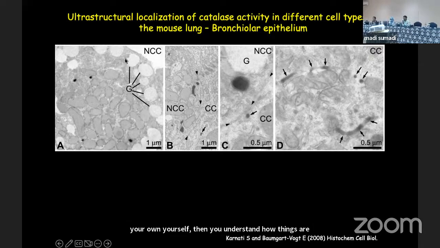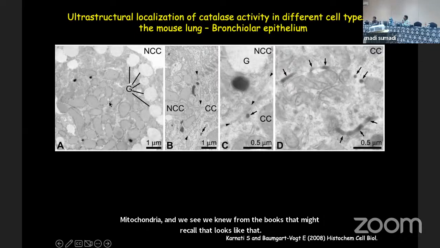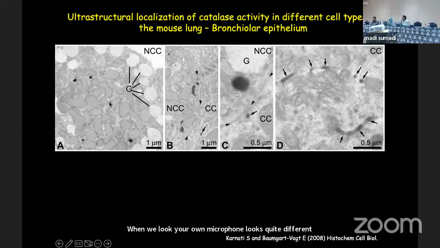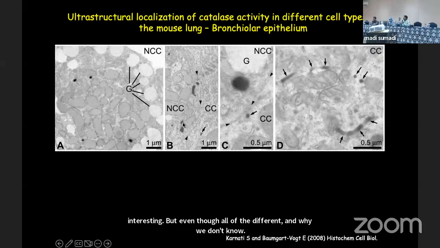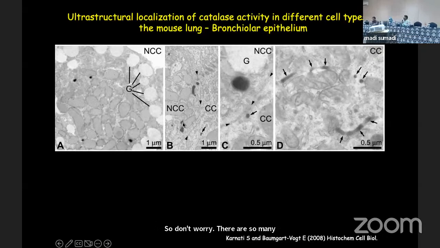You see here the secretory granules of the non-ciliated cells. These are the nice mitochondria. We knew from the books that mitochondria look like that. But when you look on your own, mitochondria look quite different, and they differ from cell to cell. It's quite interesting. Even within one cell, the mitochondria are different. And why? We don't know. So don't worry. There are so many questions that we do not know.